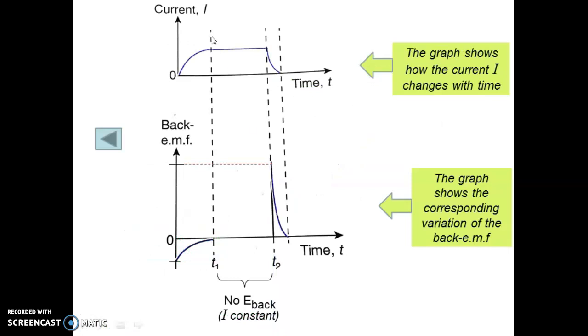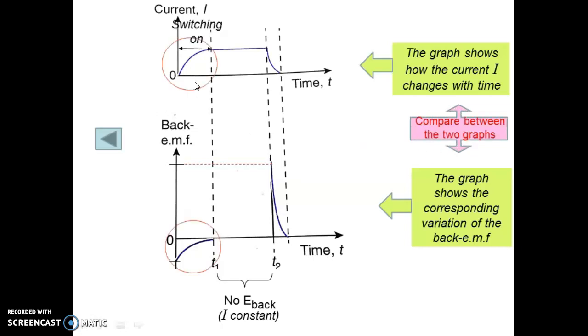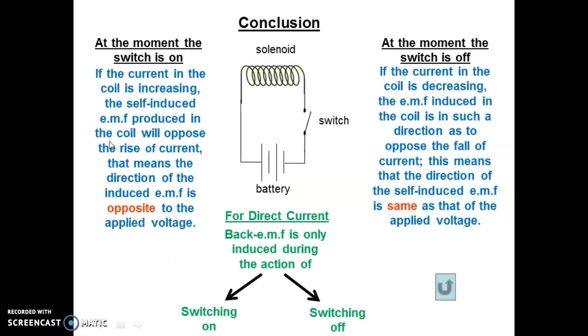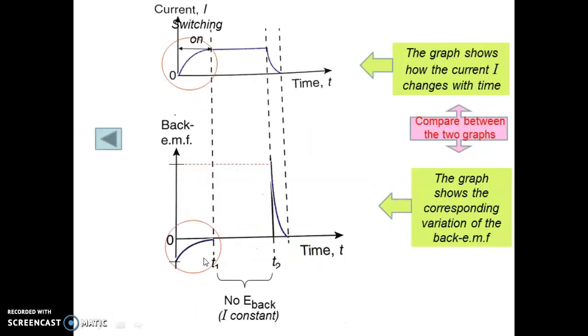Okay, now compare the graph of I against time with the graph of back EMF against time. At the moment the switch is on, the graph of back EMF against time is drawn on the negative side. Why? Back to the previous slide, if the current in the coil is increasing, the self-induced EMF produced in the coil will oppose the rise of current. That means the direction of the induced EMF is opposite to the applied voltage. That is why back EMF is plotted on the negative side.